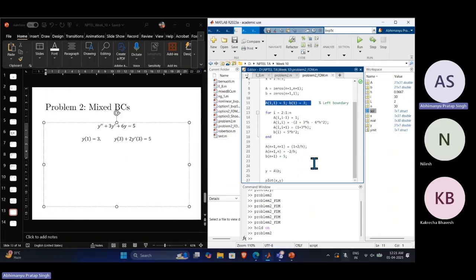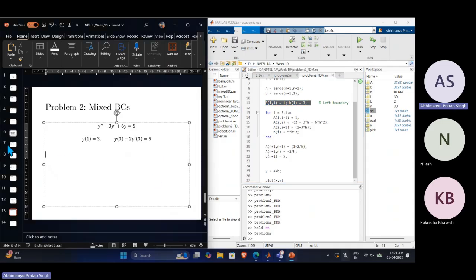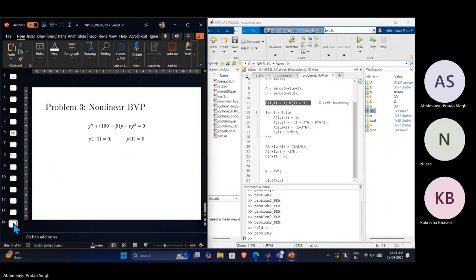So this is it. I have one more problem. So this is a nonlinear boundary value problem. Yeah, so this is also a nonlinear problem. We cannot do this using FDM. We have to either use fsolve, or we have to use this BVP solver.